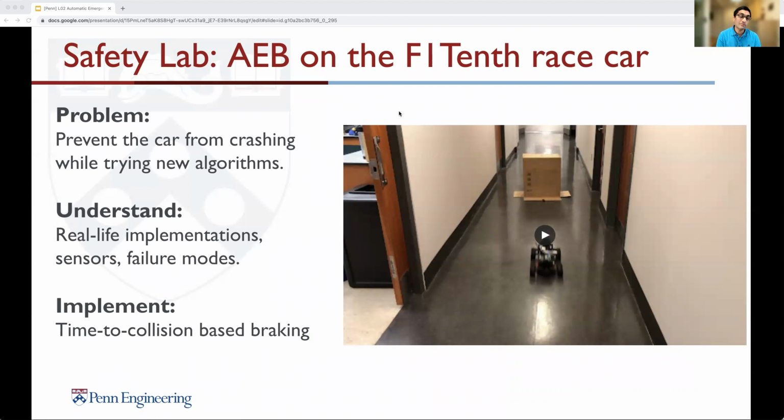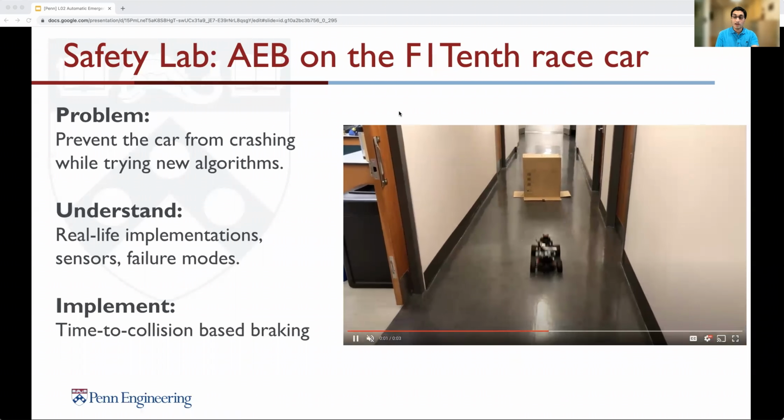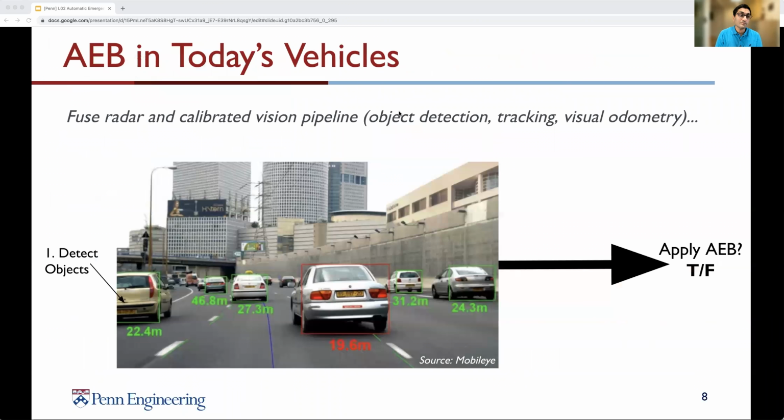And so you will implement what we call time to collision based braking, and we'll walk you through that. Essentially, if we put a static obstacle in front of your car, it will automatically stop, whether it is being driven by a joystick or a keyboard, or it is driving autonomously.